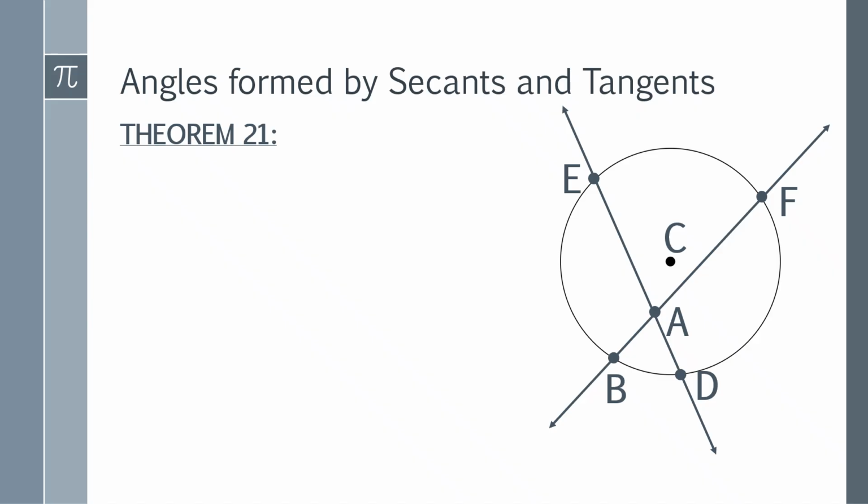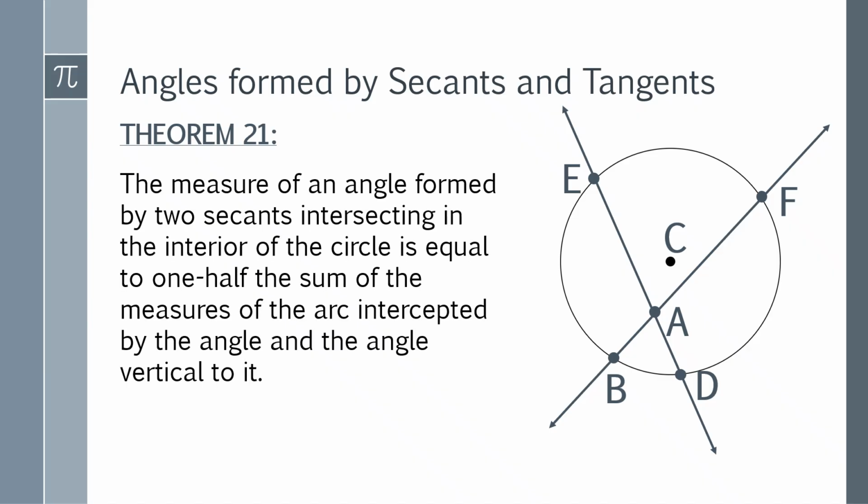Moving on to the next theorem, which is theorem number 21. This states that the measure of an angle formed by two secants intersecting in the interior of the circle is equal to 1/2, or half again, the sum of the measures of the arc intercepted by the angle and the angle vertical to it. Meaning to say, I will change first to Filipino.